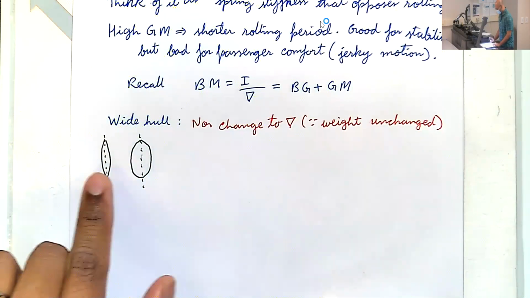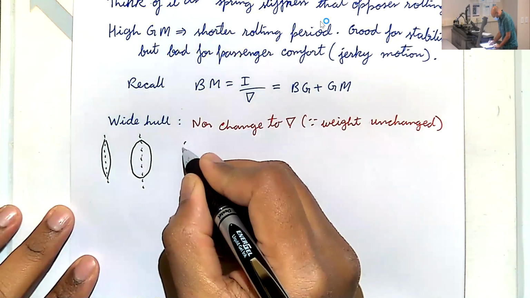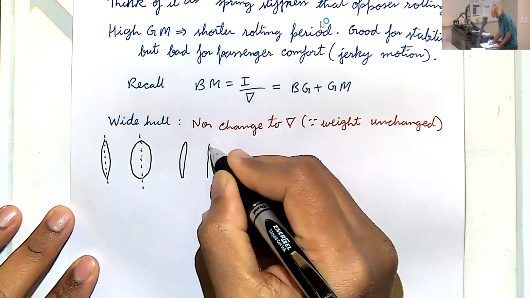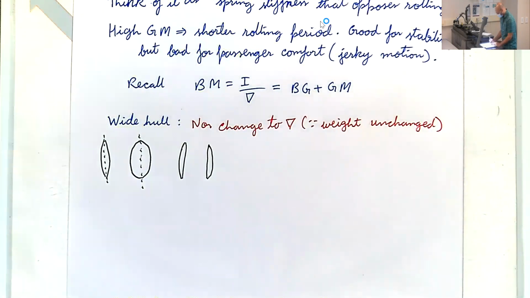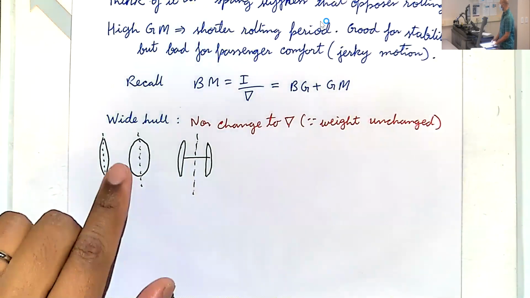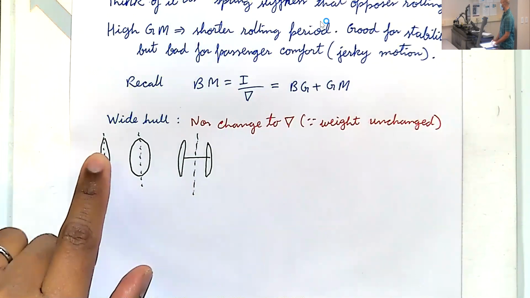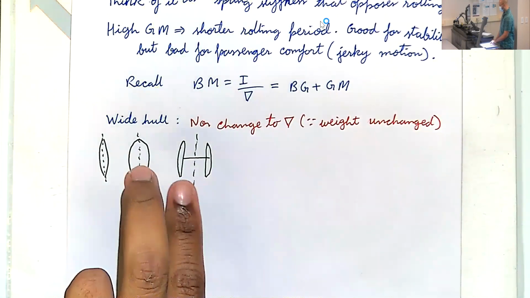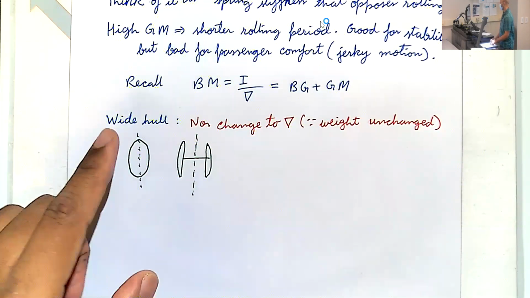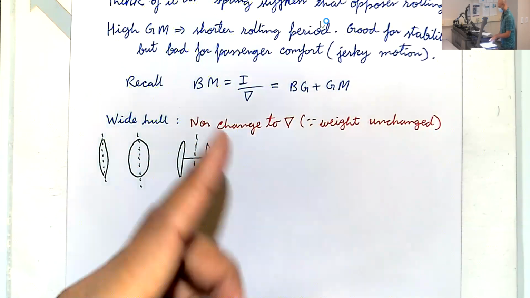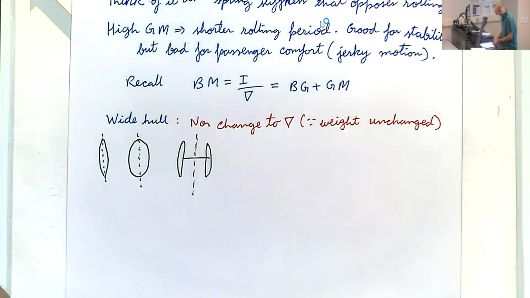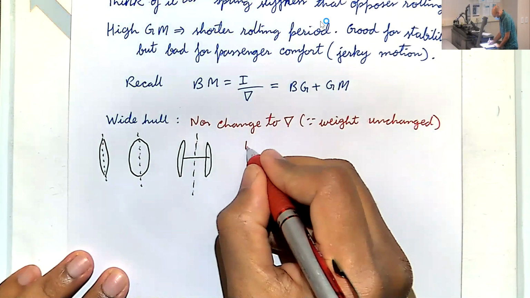So I could have cut this in half and said, all right, I'll make my hull a catamaran. Okay, so you see now there's no change in area going from this sleek hull to the catamaran, but the distribution has changed. Okay. Well, not a wide hull, but you get my point. So no change to nabla, but I increases.